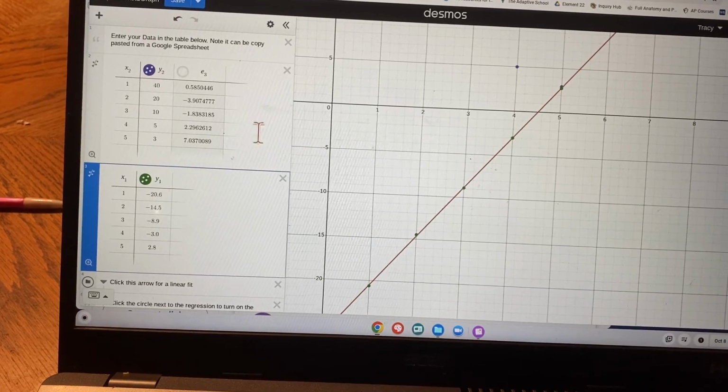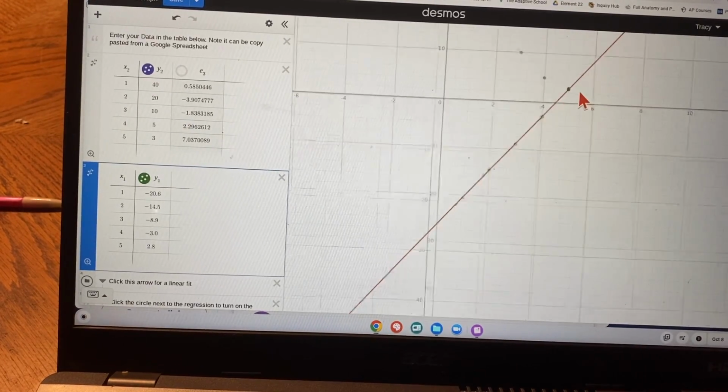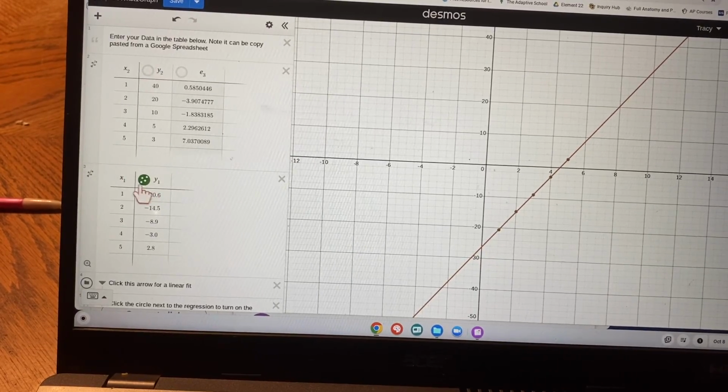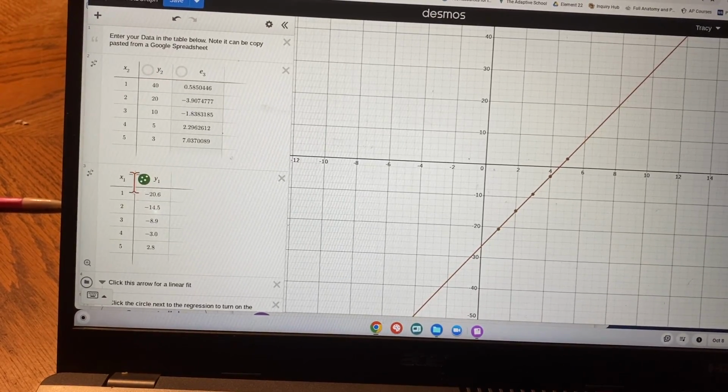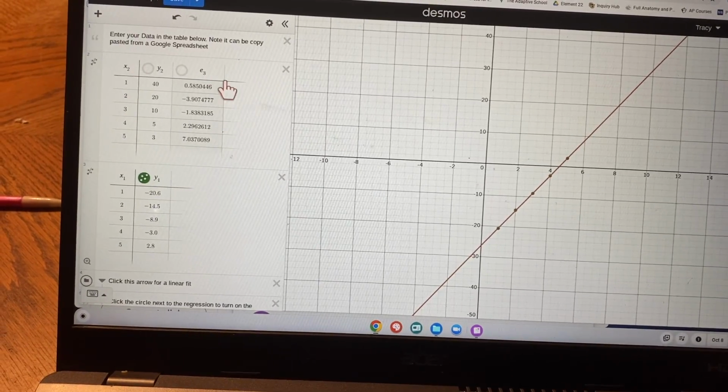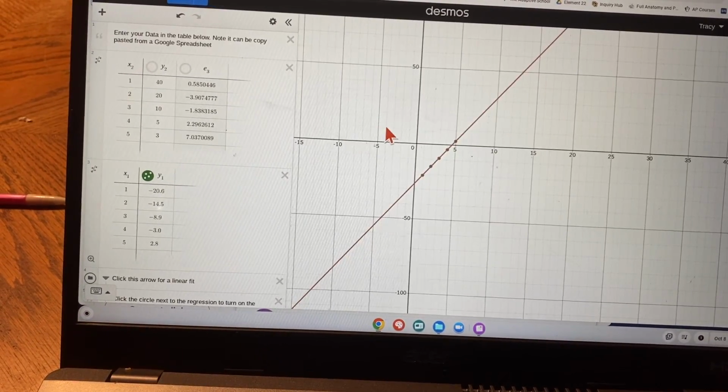So here's my first set, still on there. I just have it turned off. And then you've got your X1, Y1 for the recent set. That way you can go back and forth and just change your X1s, Y1s so that you can look at the data that you're hoping for.